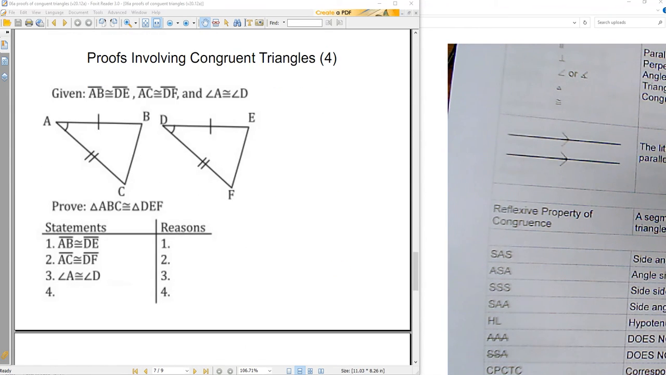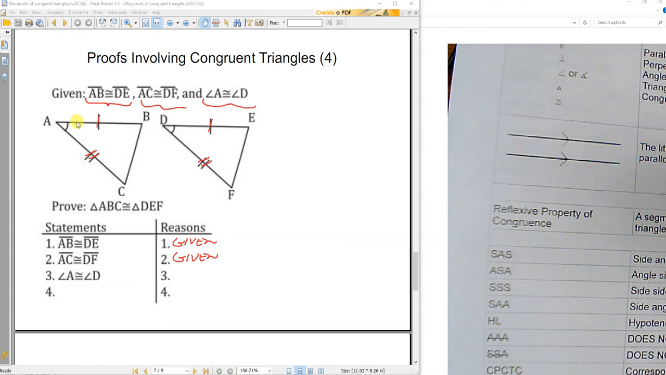Gonna do another one. AB is congruent to DE. How do I know that? Given. AC is congruent to DF. How do I know that? Given. Sorry, I was marking up the last one also.